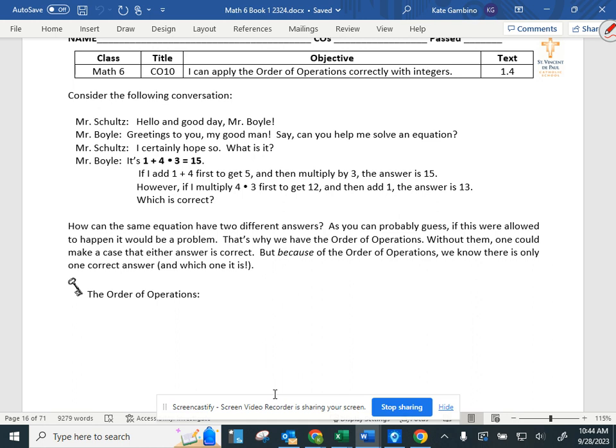It tells us the rules. What is it, Ruby? Well, if you use PEMDAS, then it's parentheses, exponents, multiplication, division. So Mr. Schultz likes to use PEMDAS, which is very similar to PEMDAS. So I'm going to show you what the difference is. We're just adding in the radical.